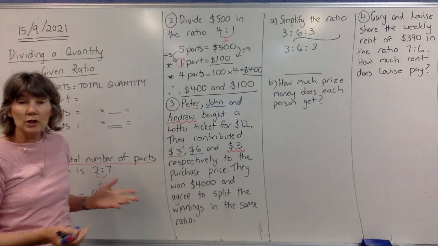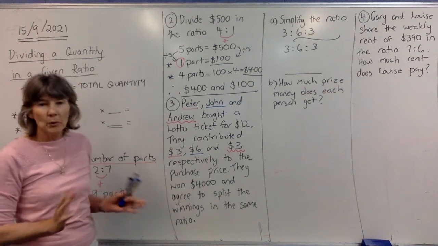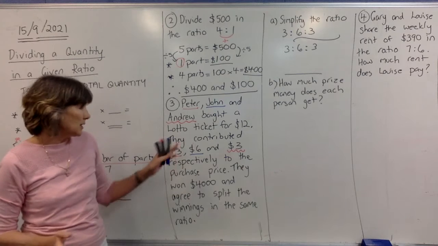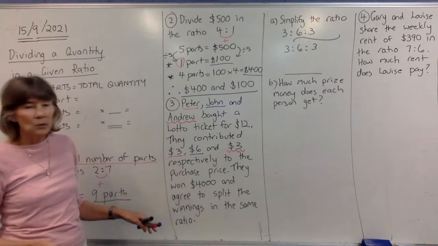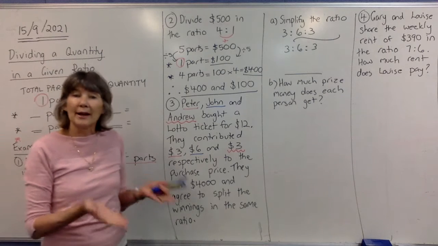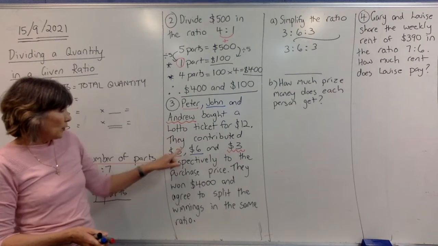All right, now they actually win. They win $4,000, so they're going to split it. It wouldn't be fair to split it evenly because they didn't contribute equal amounts to the ticket. So they're going to split the winnings in the ratio of what they actually purchased the ticket in. So we've got 3, 6 and 3.